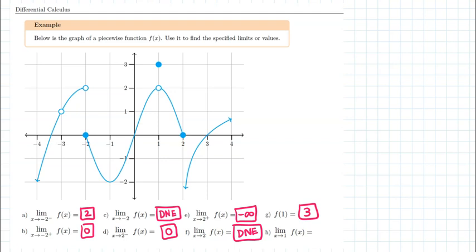And then lastly, H says find the limit as x approaches 1 of f of x. So we are coming in from both sides. And so the balloons are from both sides, they're approaching this y value. So even though our function f of 1 is equal to 3, the y value that's being approached is equal to 2. So that would be our answer for part H.